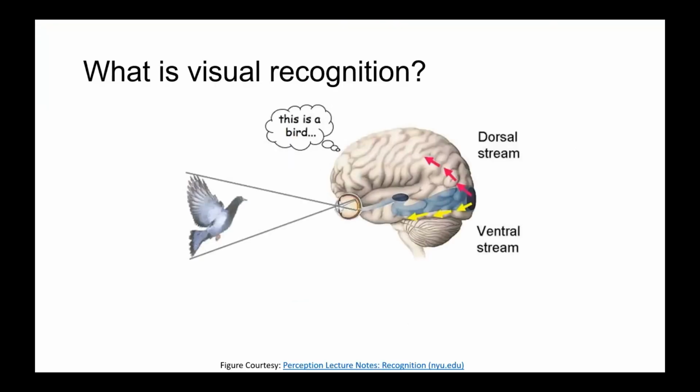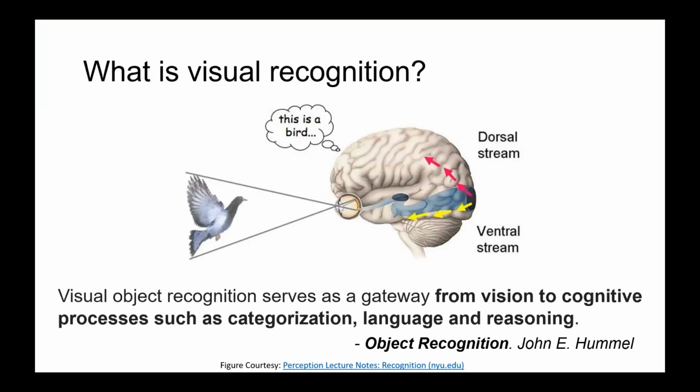Okay, before that, the first question we need to ask is, what is visual recognition? As you can see from this figure, visual recognition actually consists of two parts. The first part is to take a visual signal as input. For example, there is a bird, and our brain processes this signal and finally extracts semantic information.